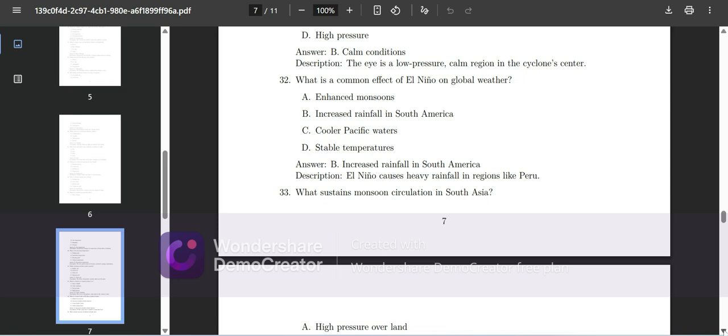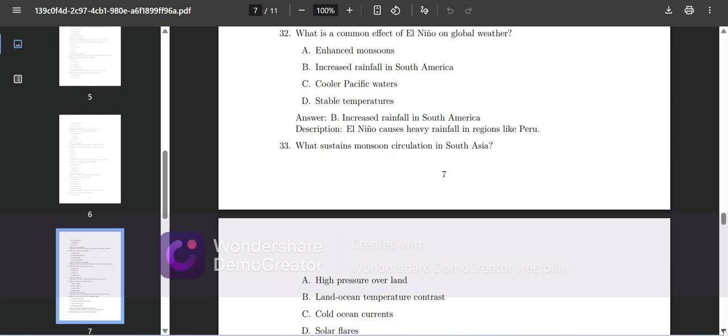What is the common effect of El Niño on global weather? Increased rainfall in South America. El Niño causes heavy rainfall in regions like Peru.